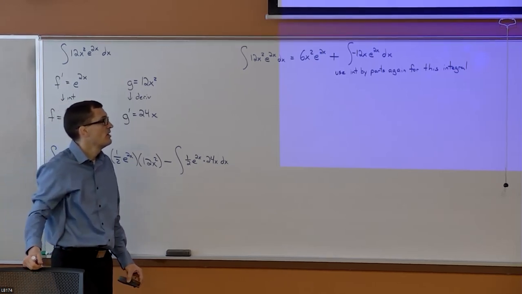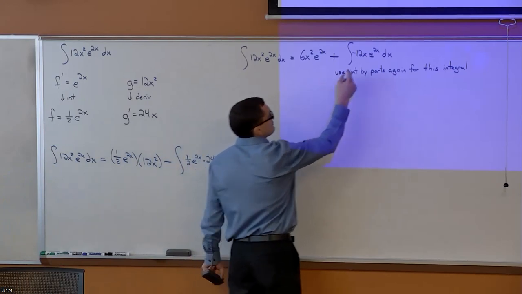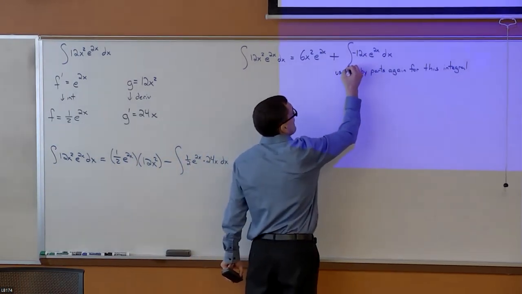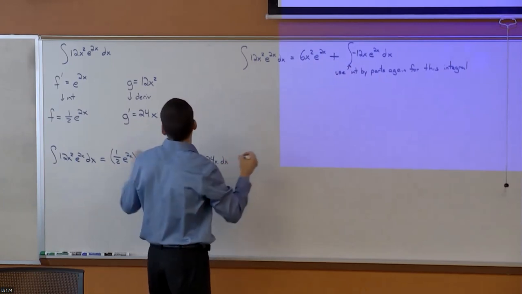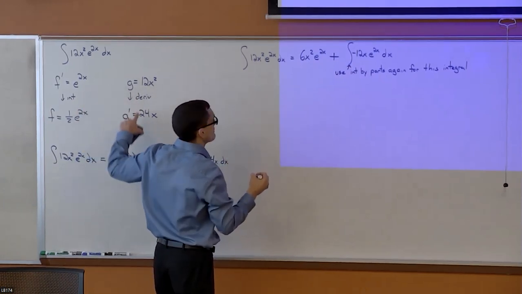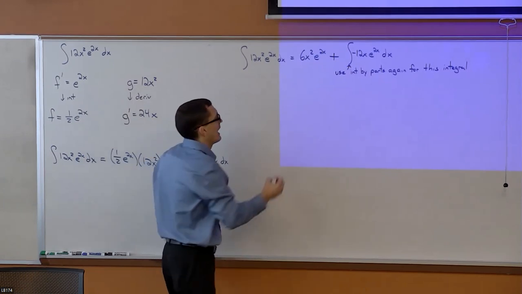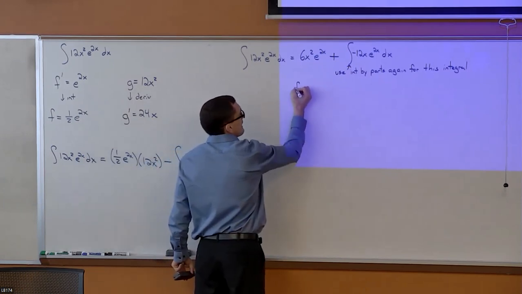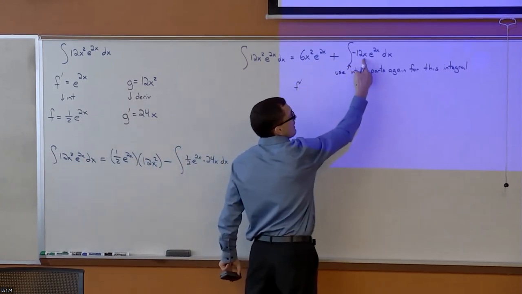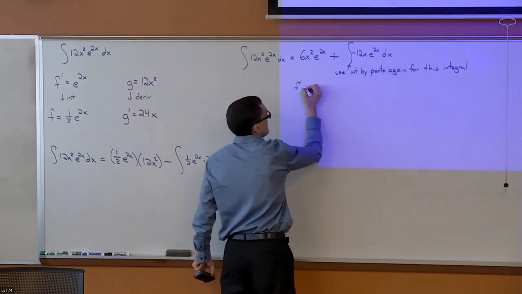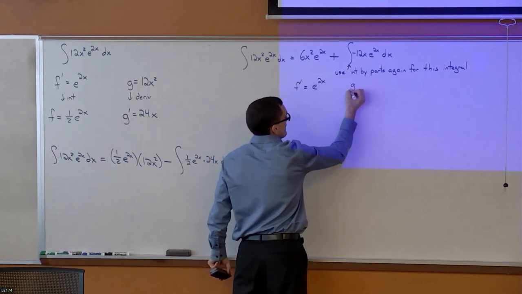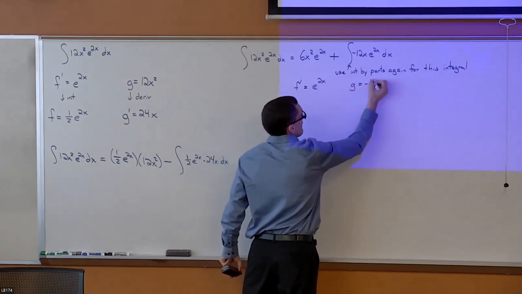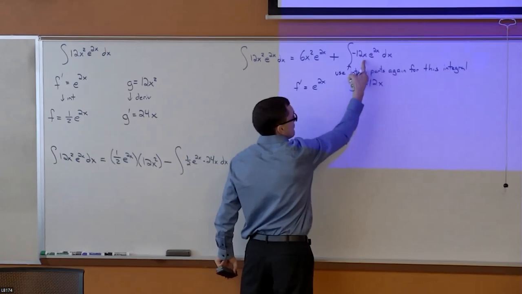Okay. So I'm going to do an integration by parts for this integral here. And so I'm going to create another system. And in this system, since this is still polynomial times exponential, the f prime is my exponential. The g, once again, is my polynomial. That's for this one.